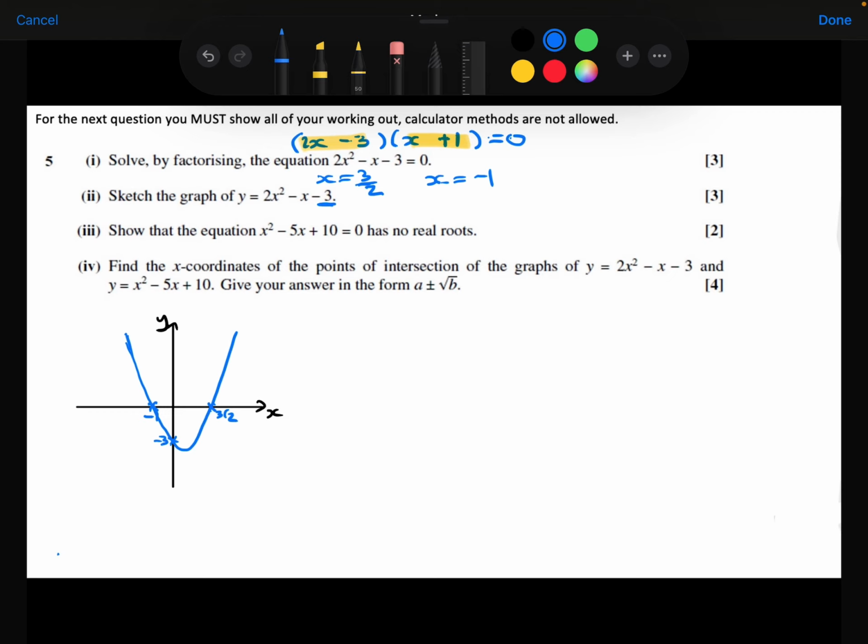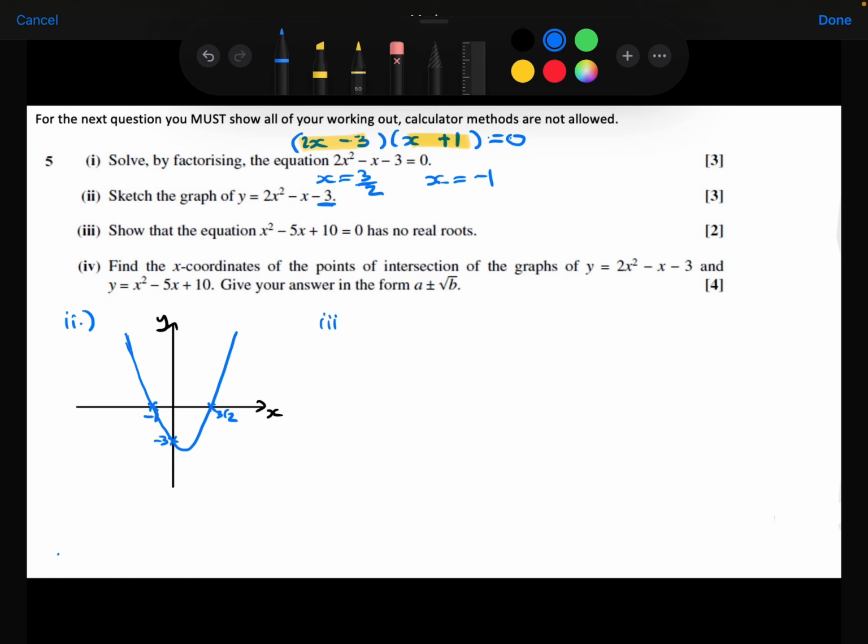So that's my sketch. I could work out the coordinates of the turning point here if I needed to by completing the square, but the question's not asked me to do that. So I'm just going to leave it with the roots and the intercepts marked on. So that's part (ii).